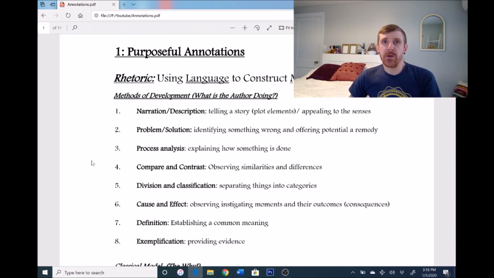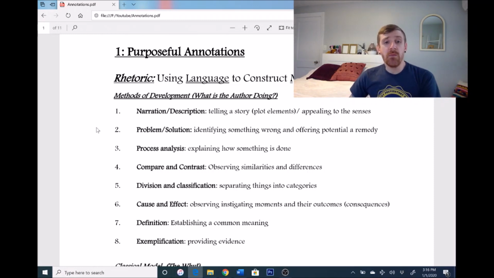I'm giving them real, purposeful things to actually look for, besides saying circle your metaphors or your figurative language or things like that. I want them to actually identify an author's method of development. This is going to be really helpful later on, because we can turn a lot of these methods of development into verbs to say what the author is doing.